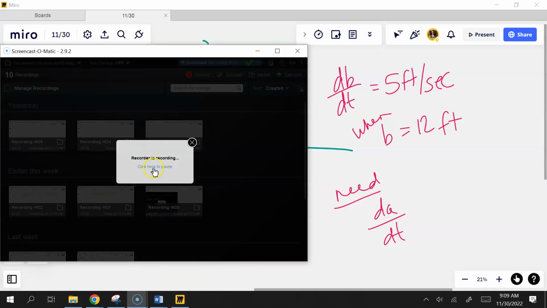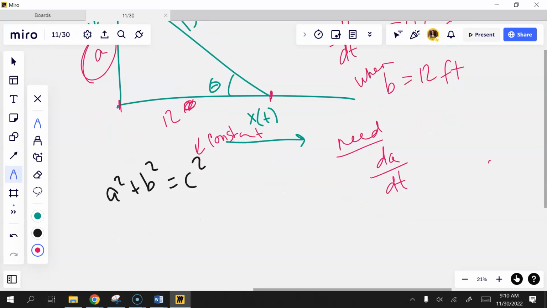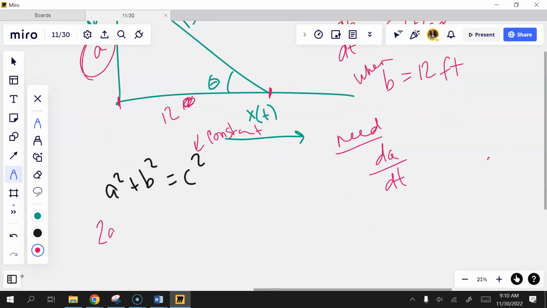All right, so we have dB/dt, we need dA/dt. We've got b. So I think we just take the derivative now. Agree? 2a dA/dt plus 2b dB/dt equals 0. Why does it equal 0? C is a constant. It's not changing, right? There is no rate of change there.